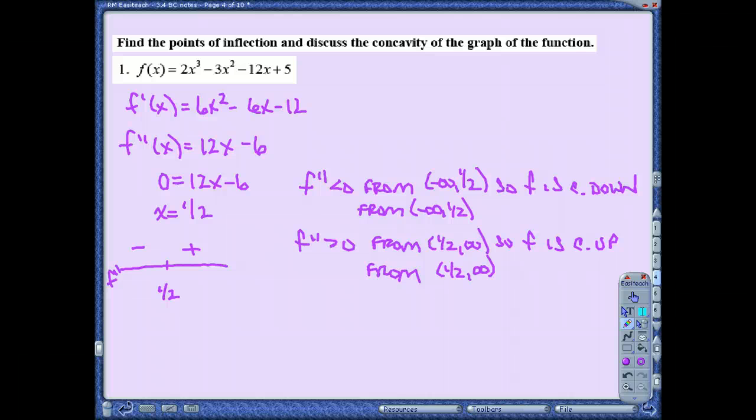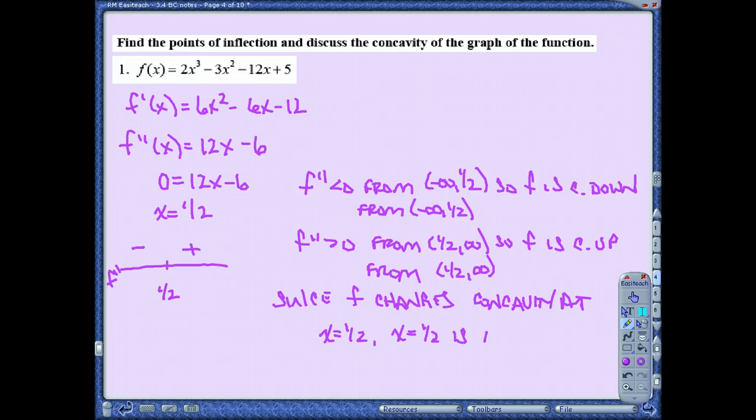Now, since 1/2 is a point on the original graph, and it is where I am changing from concave down to concave up, it is a point of inflection. And we will put, since f changes concavity at x equals 1/2, x equals 1/2 is a point of inflection. Okay.